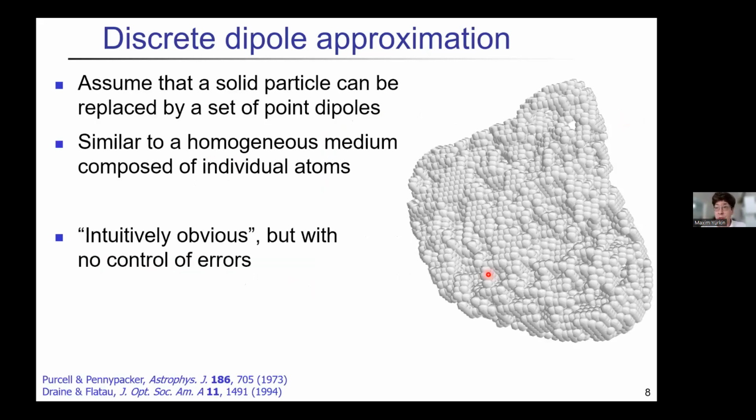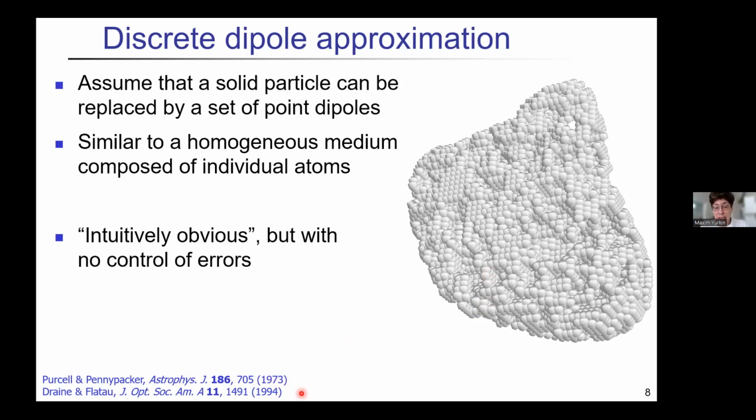So that's the naive or physical picture of the DDA: we have a generally solid particle, potentially inhomogeneous, and we just replace it by a set of point dipoles. It's intuitively obvious that you can do it if the dipoles are small enough, and then you just have the system of equations, and solve them. That was the original derivation of this method, exactly 50 years ago, when it started.